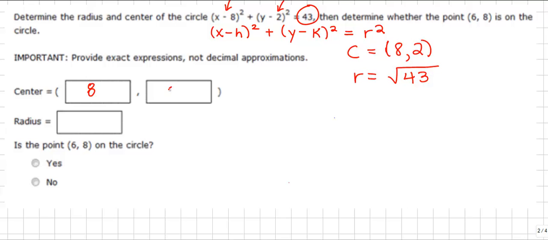So we enter our ordered pair. We already have parentheses given to us so we don't retype them. And then we enter our radius exactly in its symbolic form, square root of 43.